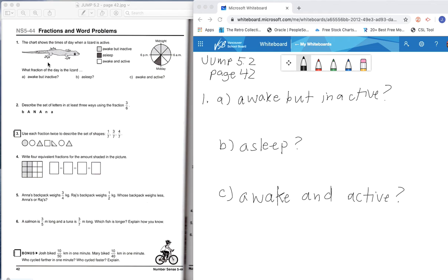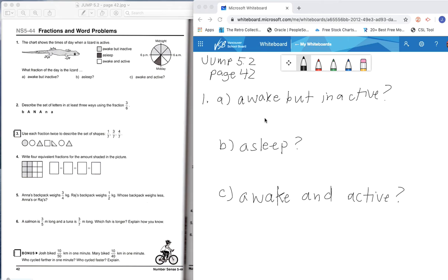All right, so number one, the chart shows the times of day when a lizard is active. So you can see the light gray is awake but inactive, the dark gray is asleep, and the white is awake and active. So you can see in the pie chart how it breaks down. All right, so what fraction of the day is the lizard A, awake but inactive? So the first thing you need to do is you need to figure out how many parts the day has been split into. So you have to count the slices. 1, 2, 3, 4, 5, 6, 7, 8. So that means in total you have 8 parts.